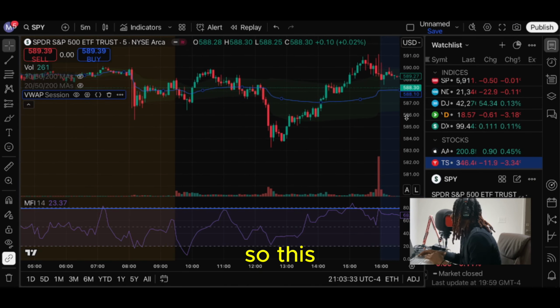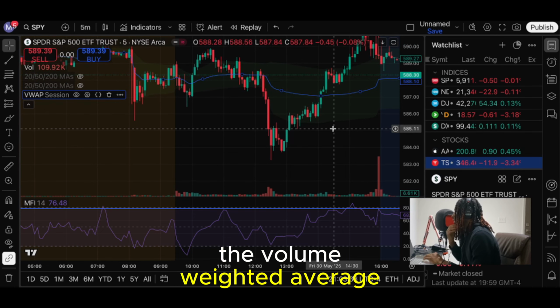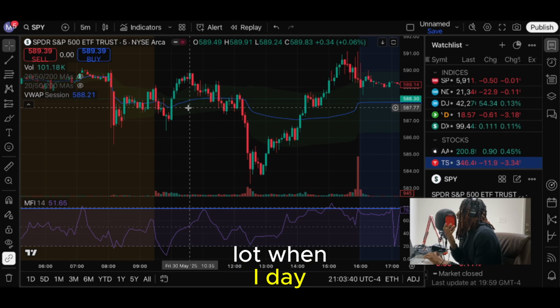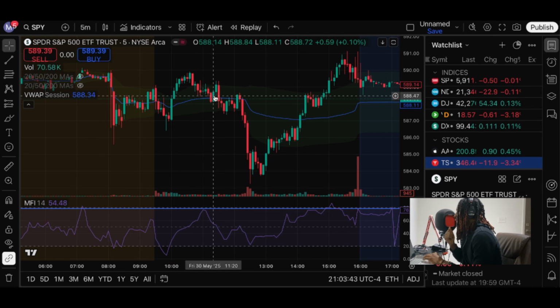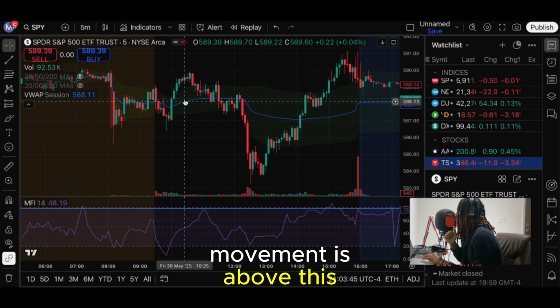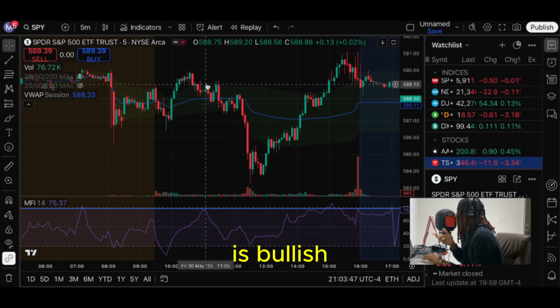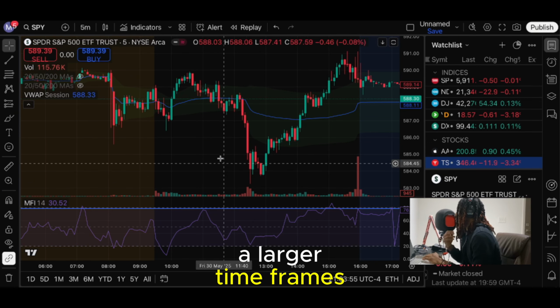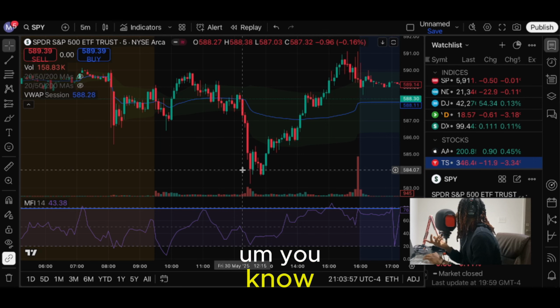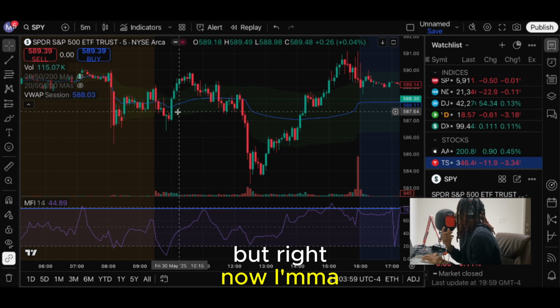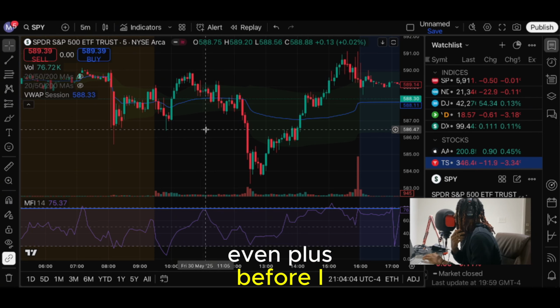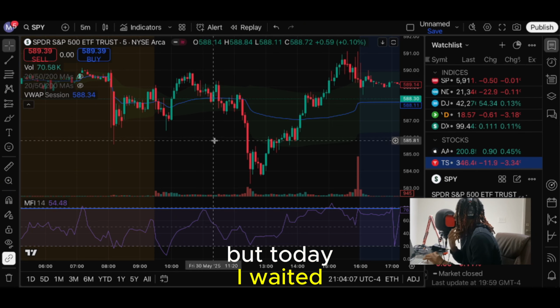All right, so this blue line is what you call the volume weighted average price. This line, I look at this line a lot when I day trade. Usually whenever the price movement is above this line, it's bullish, and when it's below, it's bearish. Similar to the 200 MA, how we look at the 200 MA on the larger time frames, whenever it's above and below the lines. But right now, I'm gonna show you how I got in. I usually wait about 30 minutes to an hour, even plus, before I get into a trade. But today I waited a lot longer.